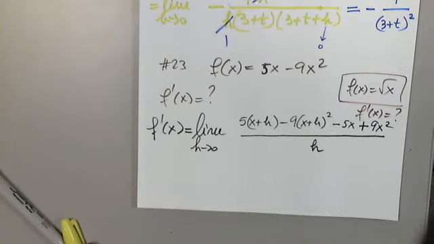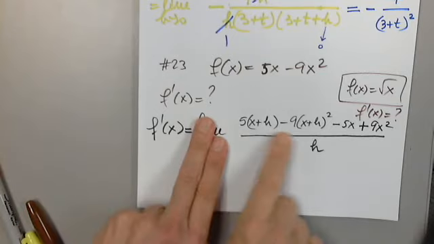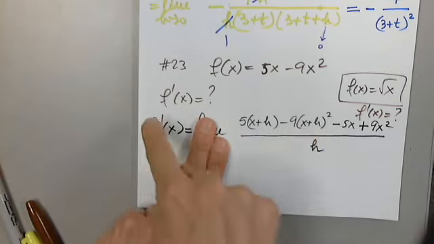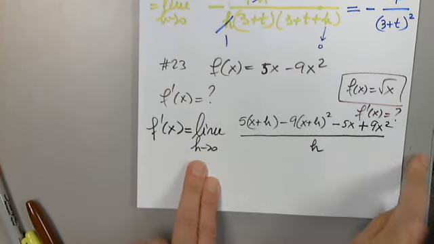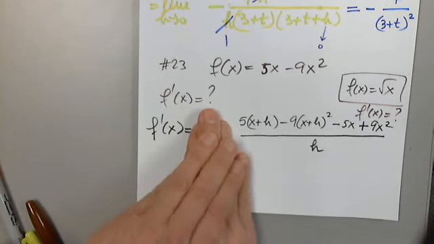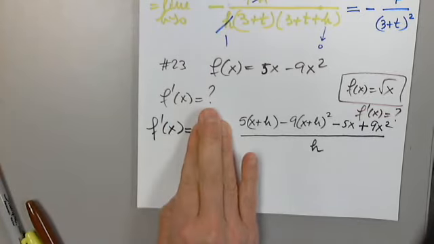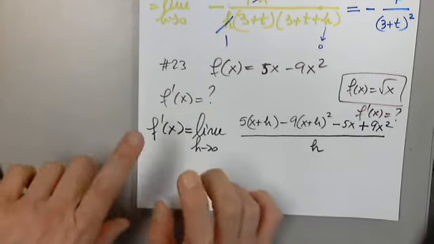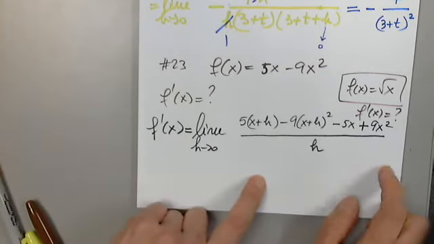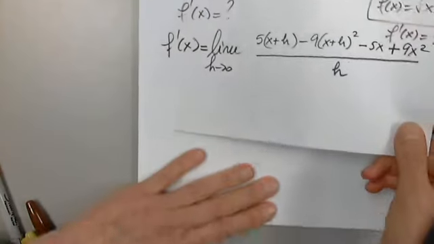Do we all agree with this first step? f of x plus h minus f of x over h. And the limit must be out there. F prime does not equal this. F prime equals the limit of this. So if you do not write the limit operator, this is not correct. The derivative is the limit of the difference quotient. Perfect.